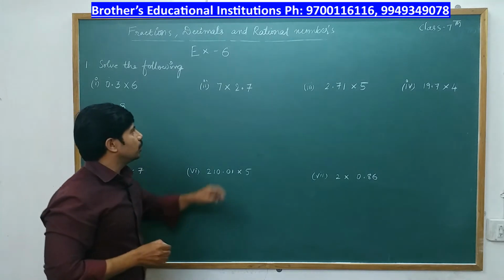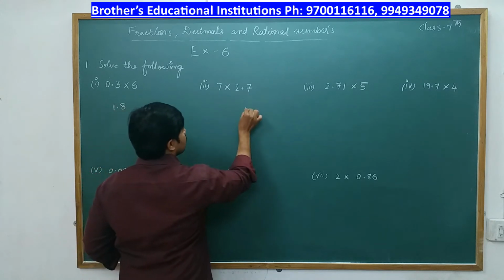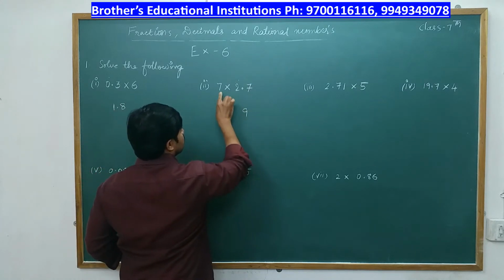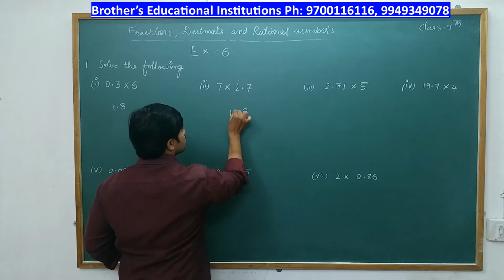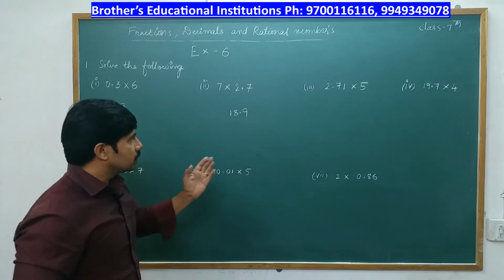Then next, 2.7 is to be multiplied with 7. Okay. So 7 sevens are 49. So 4 carry. 7 twos are 14. 14 plus 4 is 18. So it is 18.9. So we'll go to the third one.